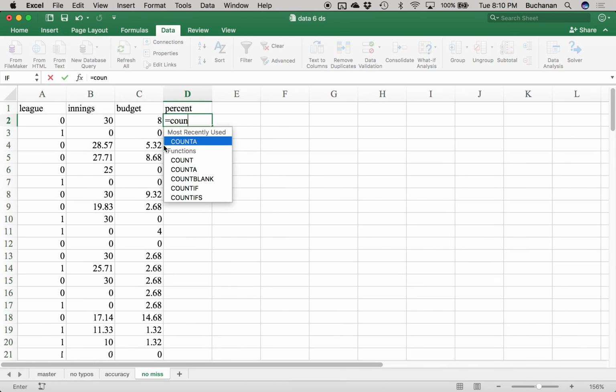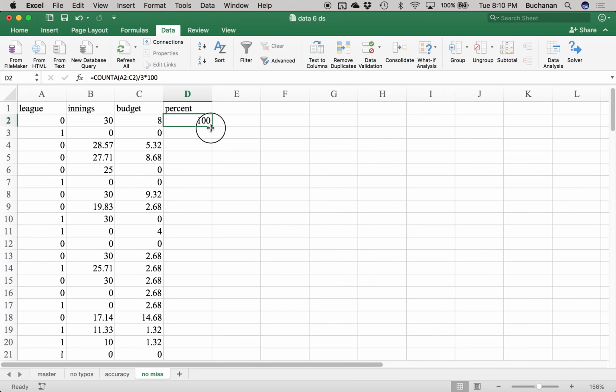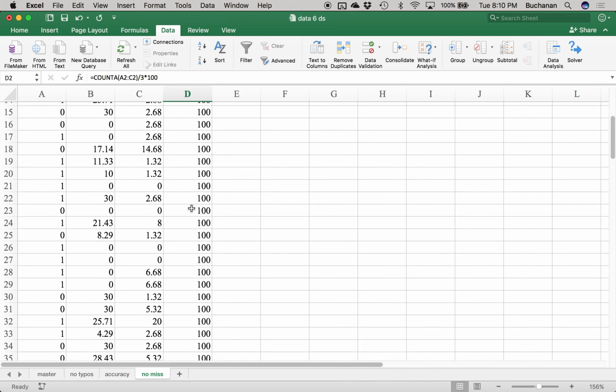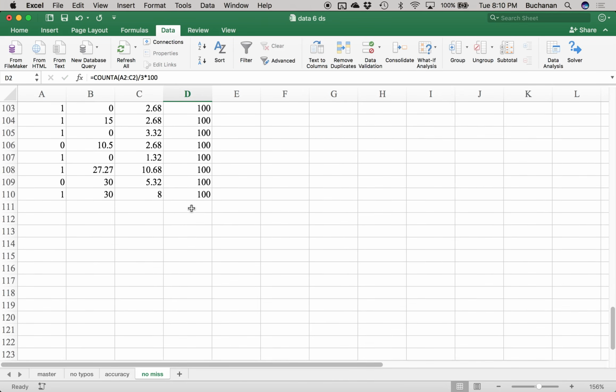So equals COUNTA, highlight all 3, close parentheses, if I can find it on my keyboard, divided by 3 here, times 100. And I went from white plus to black plus, and I double clicked, and I have all of my data.